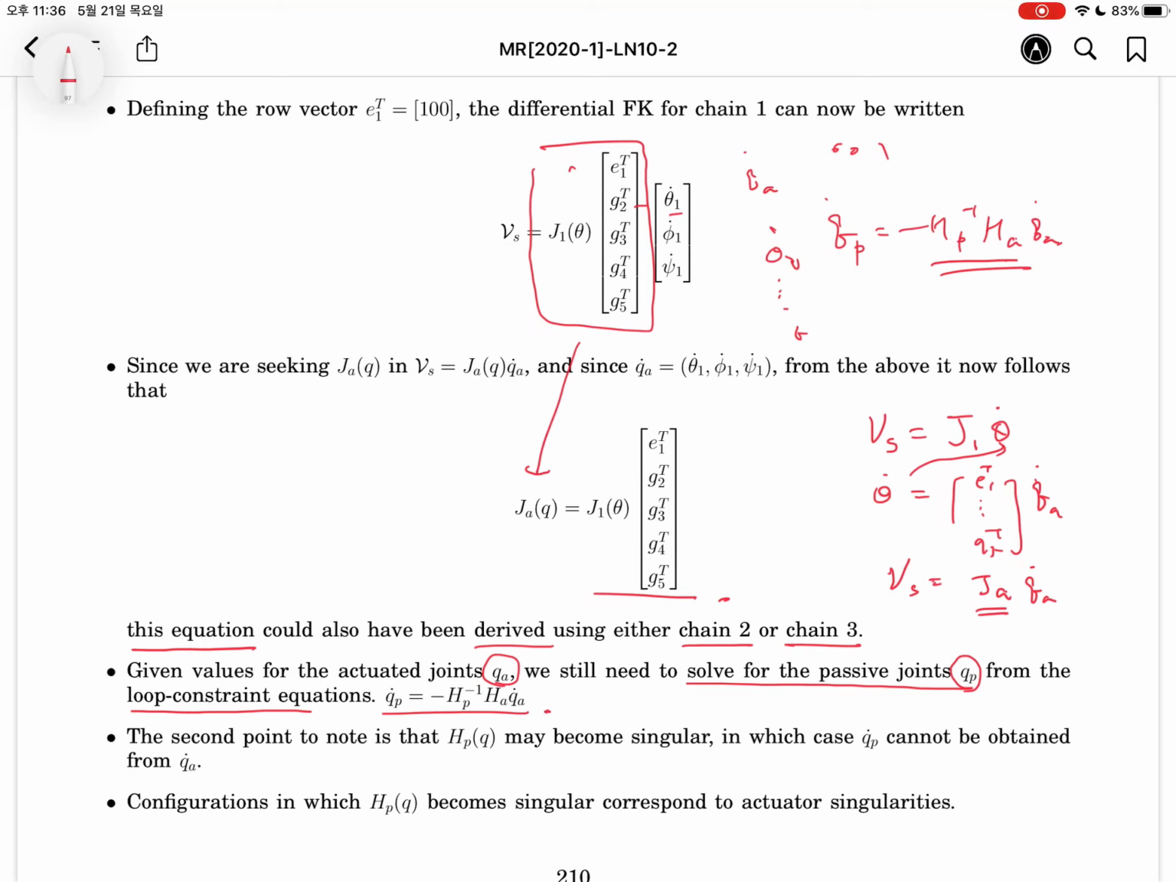Okay. In many cases, HP loses its rank. So if HP loses its rank, it will correspond to a singular configuration. This kind of singular configuration is called actuator singularity. Because if you replace or exchange the active joint element, such as theta 1, from theta 1 to theta 5, then the HP matrix will be changed. So actuator singularity is dependent on the actuator location.